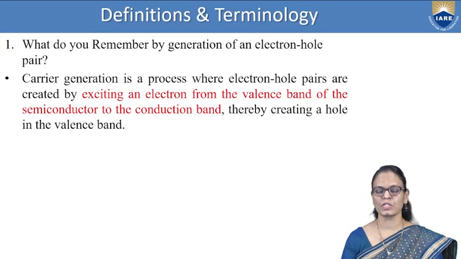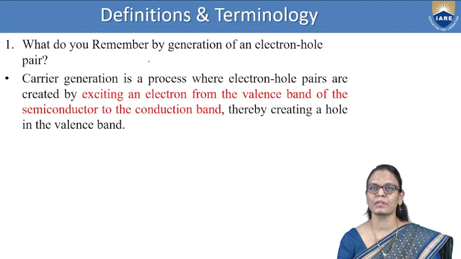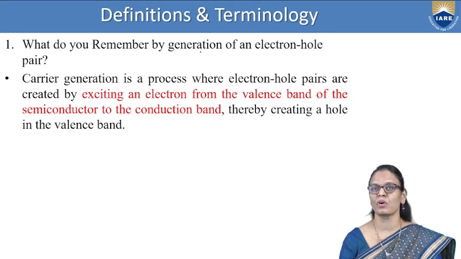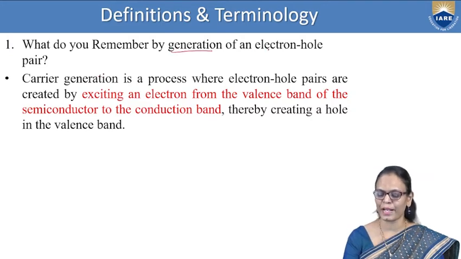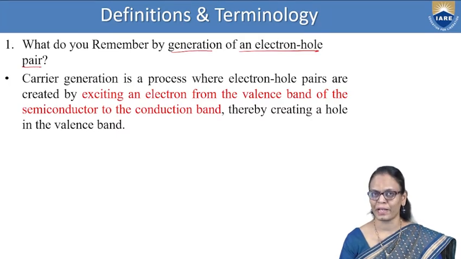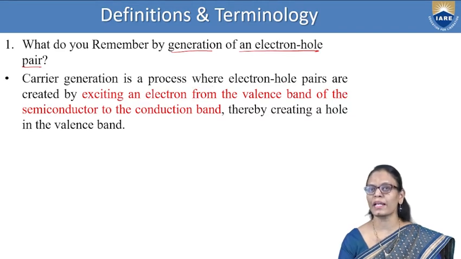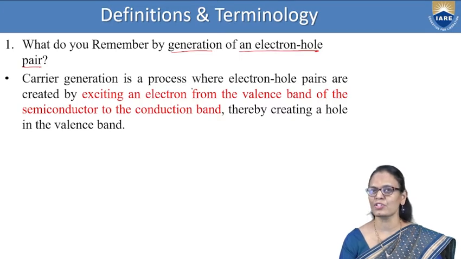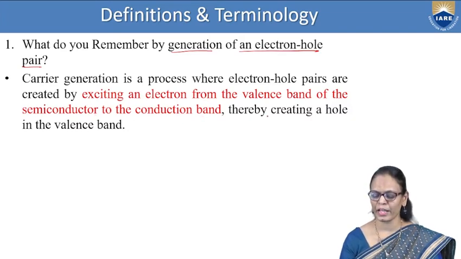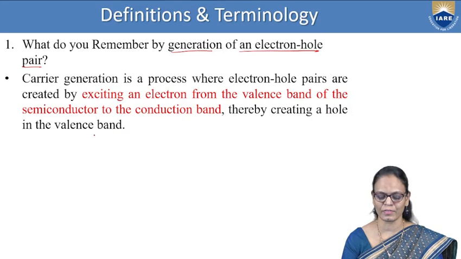So now the first one. What do you understand by generation of an electron-hole pair? So we have to explain what is the generation of electron-hole pair. Carrier generation is a process where electron-hole pairs are created by the excitation of an electron from the valence band of the semiconductor to the conduction band, thereby creating a hole in the valence band.